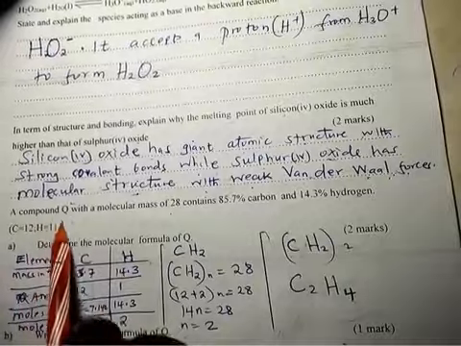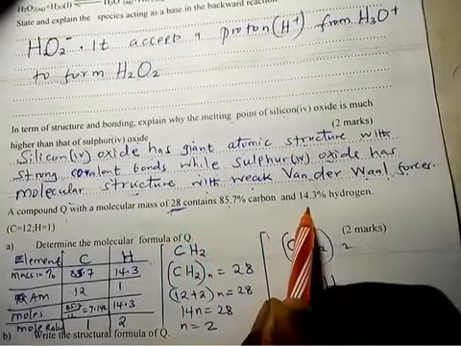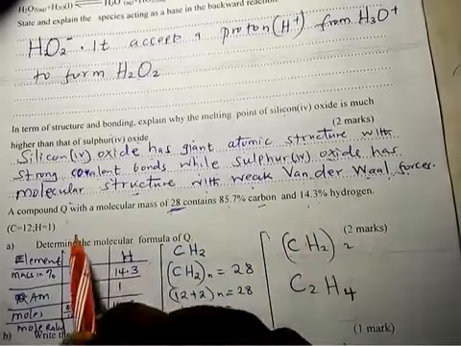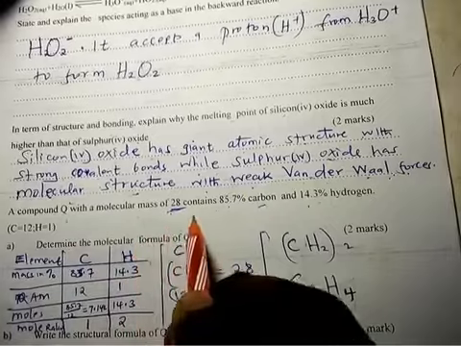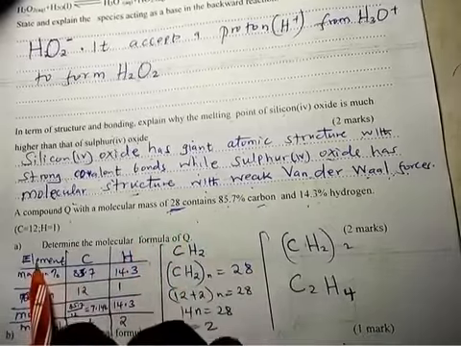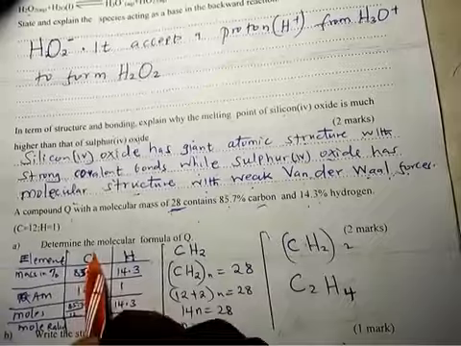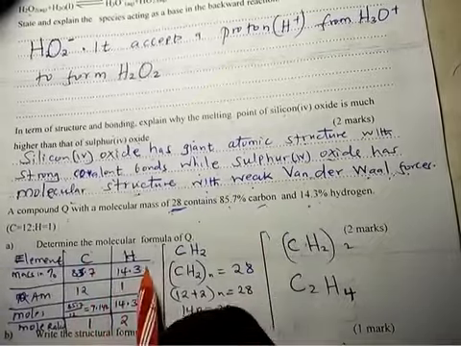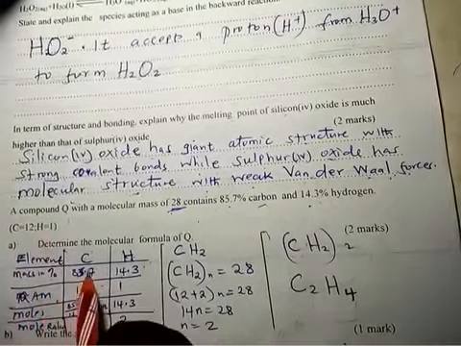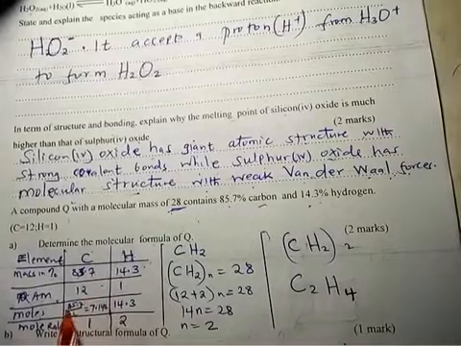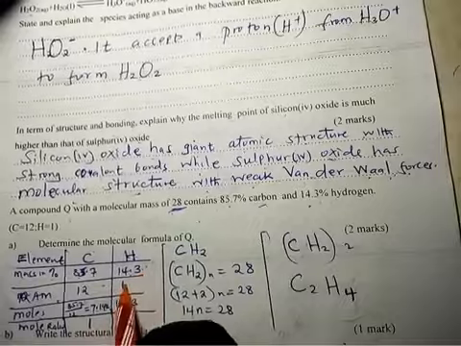A compound Q with molecular mass 28 contains 85.7% carbon and 14.3% hydrogen. Determine the molecular formula. So to determine the molecular formula, first we have to get the empirical formula. To get the empirical formula, you write element, carbon, hydrogen, mass in percentage, 85.7 for carbon, 14.3 for hydrogen. RAM we have been given 12 and 1. Number of moles is mass over RAM. 85.7 divided by 12 is 7.142. 14.3 divided by 1 is 14.3.